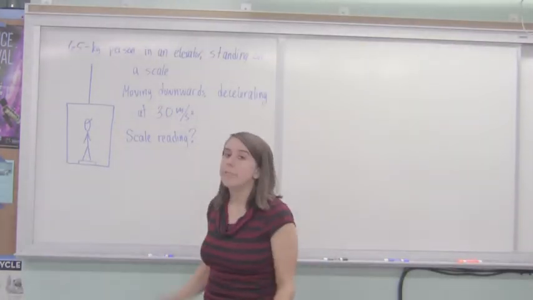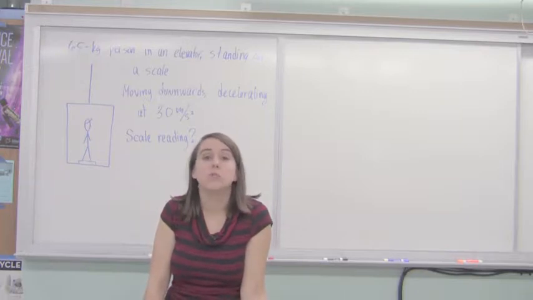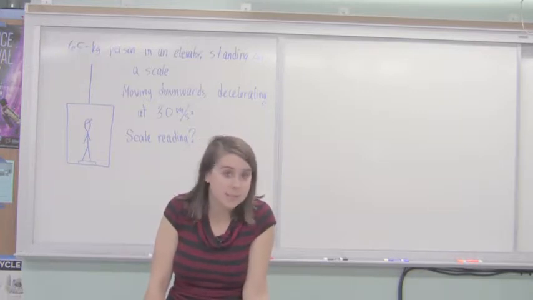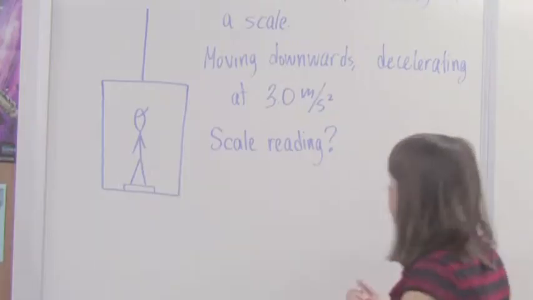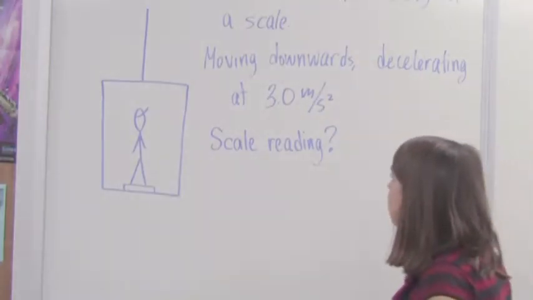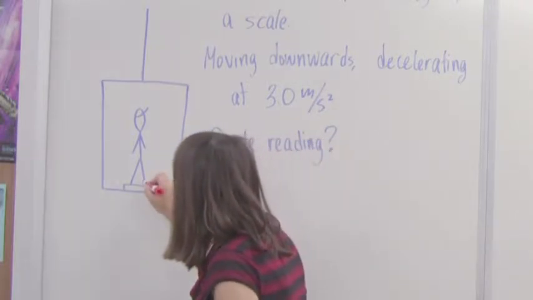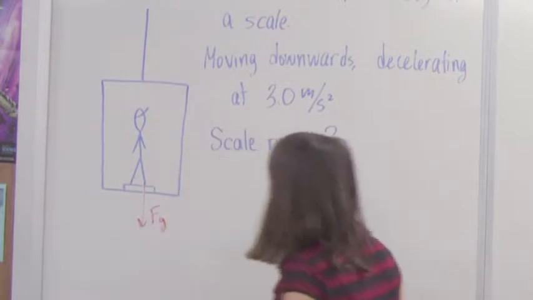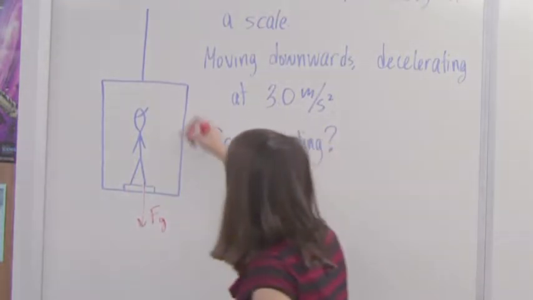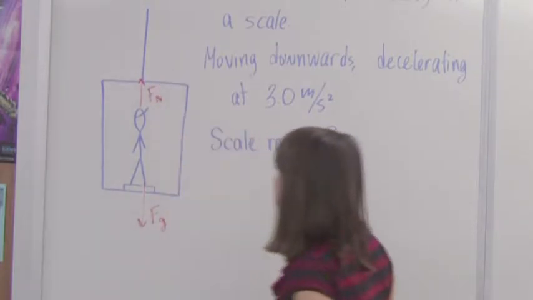Okay, there are a few steps I always like to use when I do this kind of problem. The first one is to draw a free body diagram on the system. So let us do that right away. The forces that are acting on the person are going to be gravity pulling them down and normal force pushing them up.